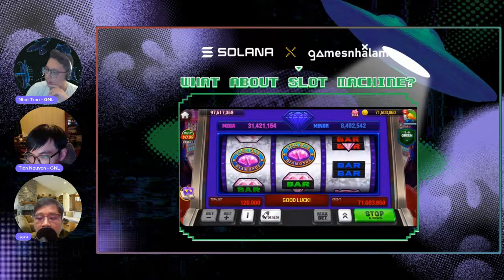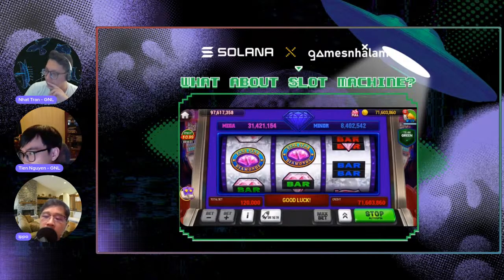Another question. How do you balance the fact that the bigger the maximum payout, the smaller the chance of hitting? Isn't that a fact? Do you need me to repeat the question?